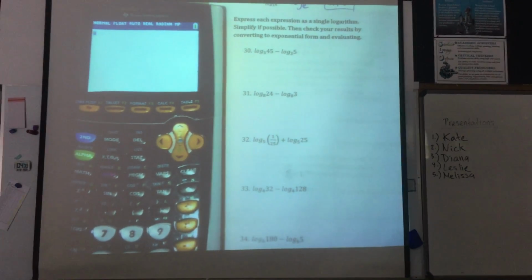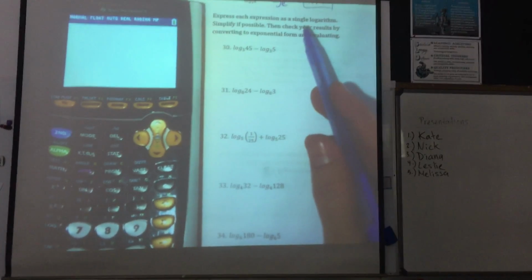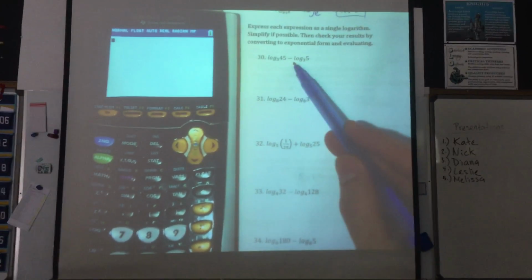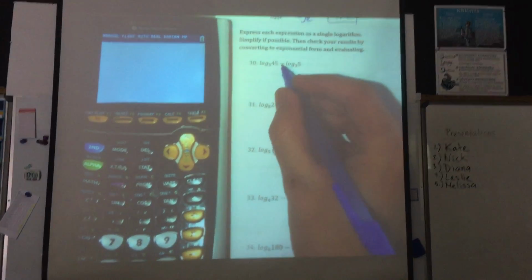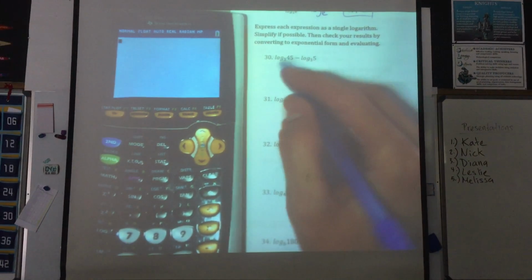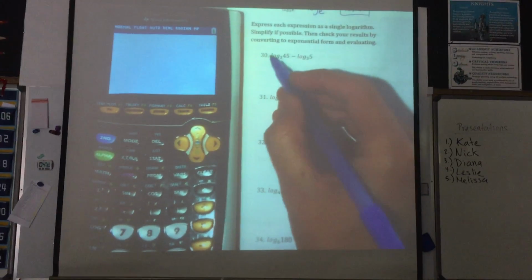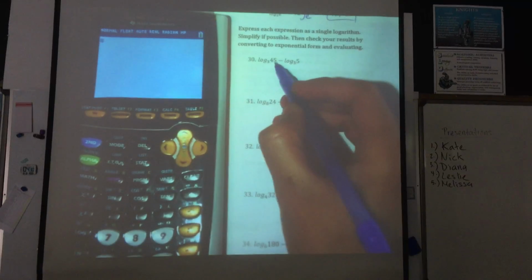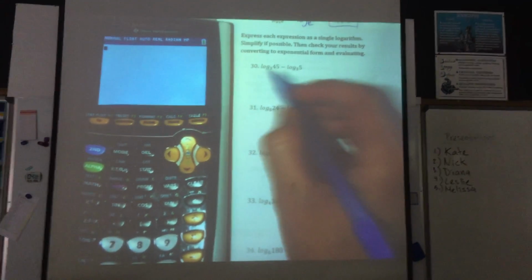Log base 3 of 45 minus log base 3 of 5. The goal is to write this as a single logarithm, so to bring them together. So notice that they have the same base. So if they have the same base, I can use the quotient property because I see subtraction here. That means I'm going to divide these numbers. Also, if you're using that property, you got to make sure that there's nothing in front of the log. There's no coefficient here. Because if there is, then you can't bring them together until you get rid of that coefficient. So neither of these have anything in front, so I can put them together.